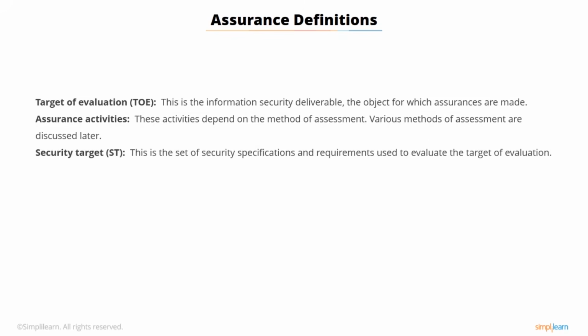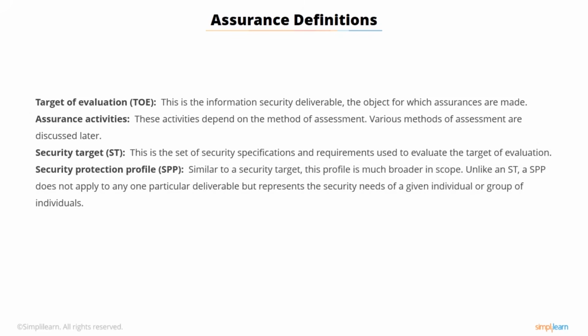The security target. These are the security specifications and requirements that you use to test the target of evaluation. Put another way, assurance activities check a target of evaluation to discover whether or not that target of evaluation has met the security targets. A security protection profile is similar to a security target, but it's broader in scope. It's not about a specific deliverable, but it's more about general security needs of a given business or group.